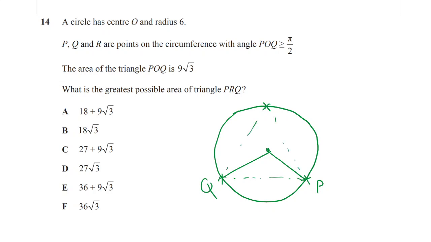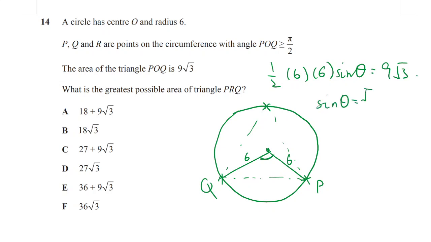Cool. Okay, so if I want to find the area of triangles, then I might be interested in some angles, right? Because the formula is half ab sine theta. So how could I find the angle here? I know that the area of triangle POQ is 9 root 3 and the radius is 6. So both of these sides are 6. So half times 6 times 6 sine theta equals the area, 9 root 3. Okay, so by some algebra, sine theta would be root 3 over 2.